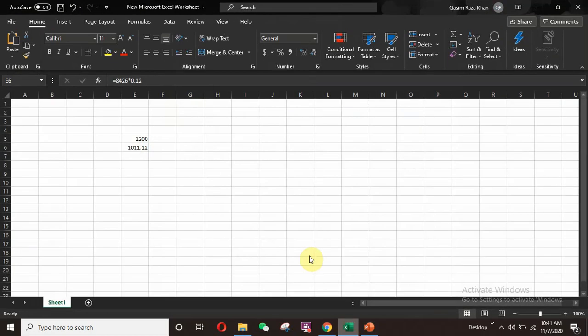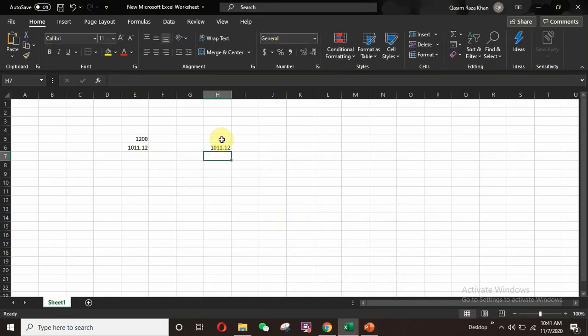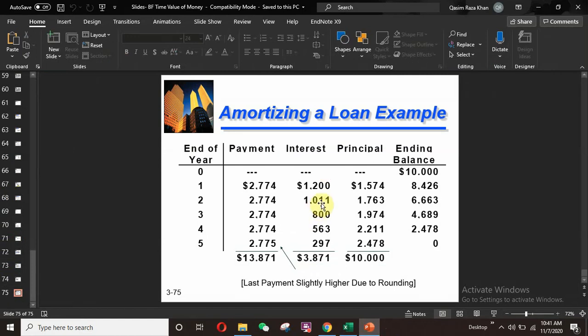Here I can do it in Excel. Let's suppose I take 8426, I think this is my figure. I multiply 8426 by 0.12. Simply how much do I get? That is 1011. 1011 is my interest payment. When I deduct 1011 from 2774, the remaining amount is 1763. So 1763 will be allocated to my principal amount. After this payment, my principal amount will remain 6663.